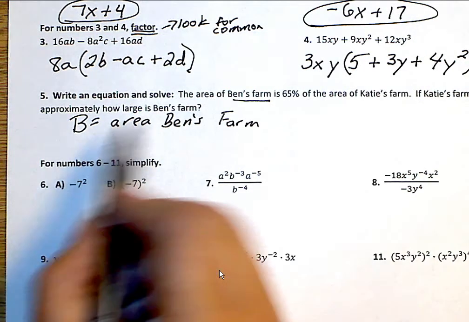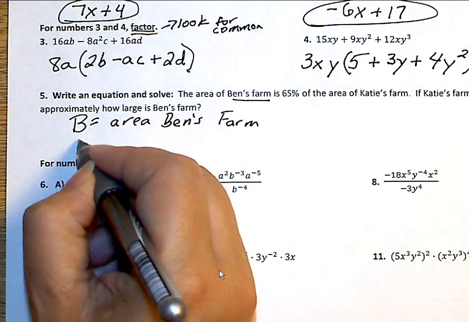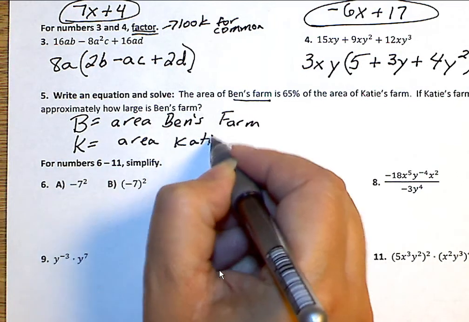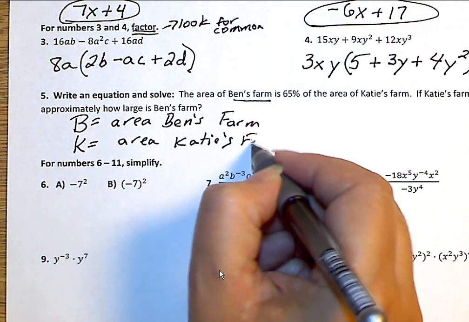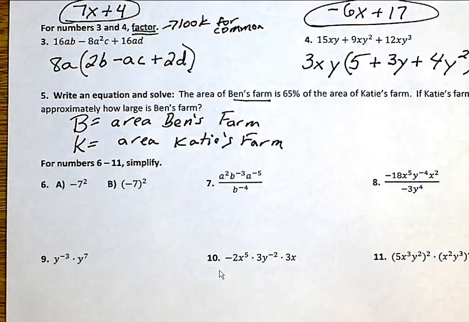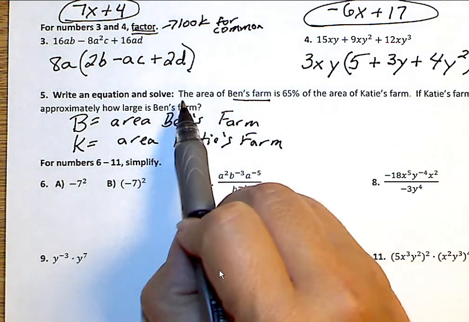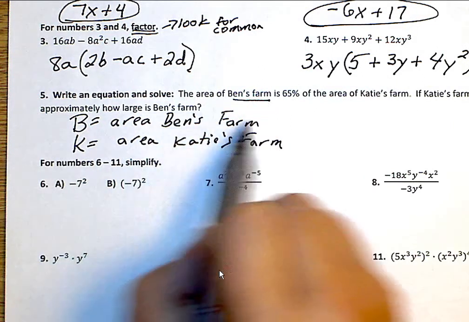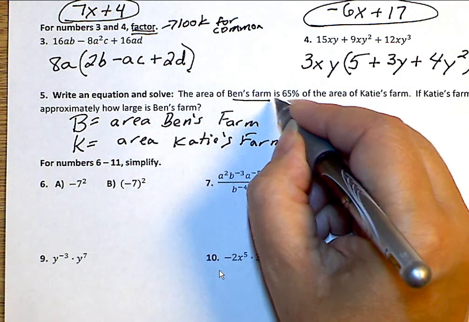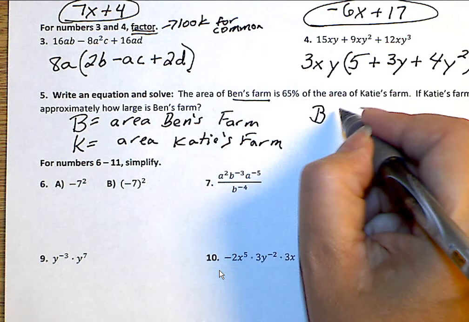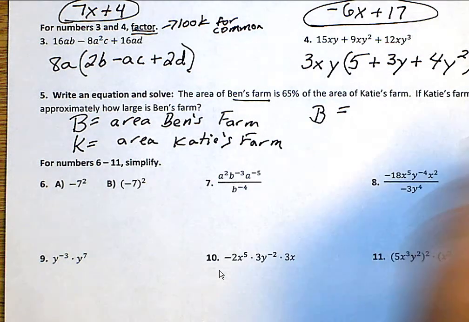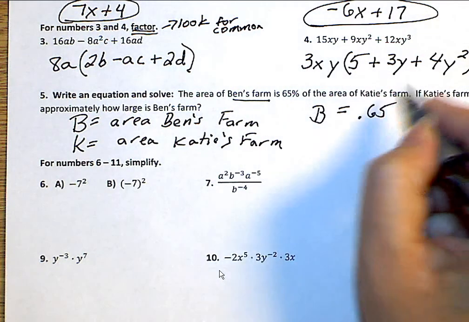Then we have Katie's farm, the other one, so Katie's area of the farm. Remember, you can use X and Y, but I'm just going to use B and K because that's what we have. So go back and read the first sentence. It says the area of Ben's farm. So remember, that's just B. Is, what does is mean? Equals. How can I write 65% as a decimal? 0.65 of Katie's farm, so that's K.